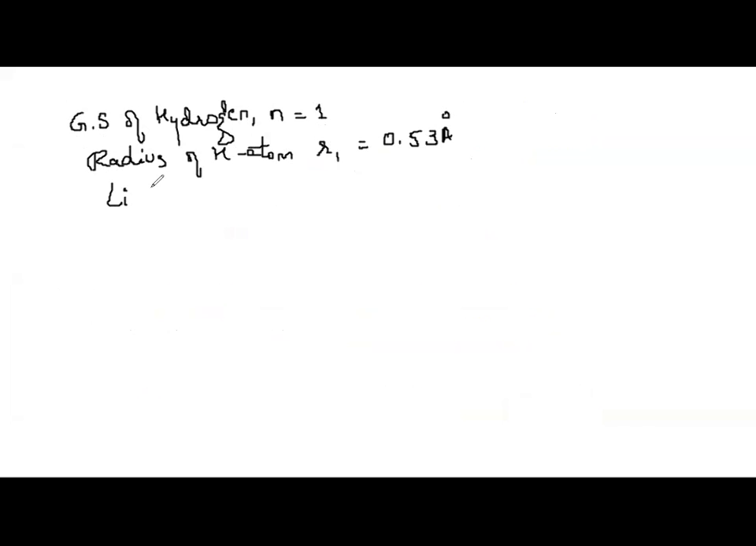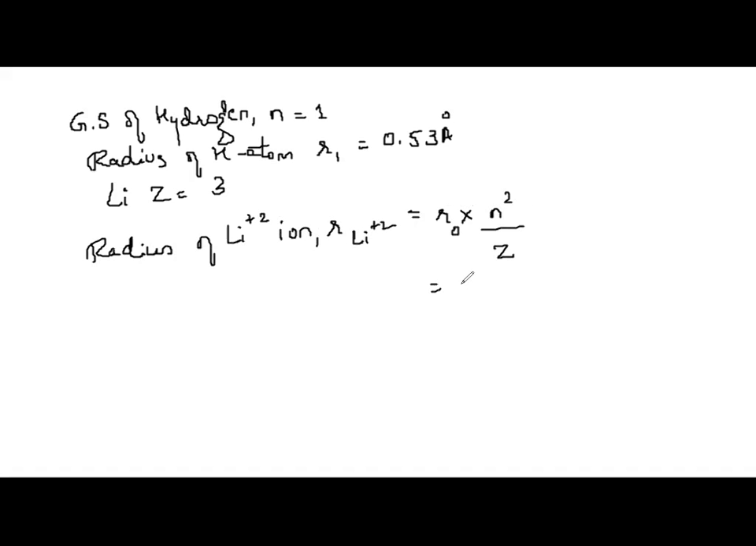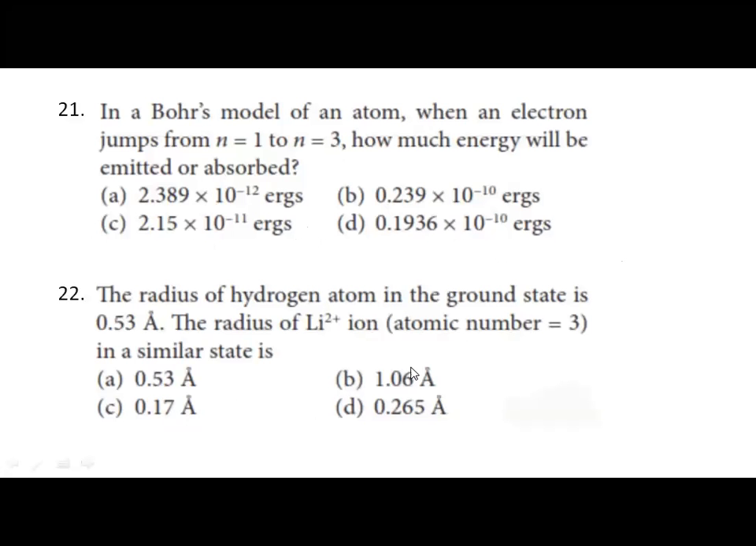What is the atomic number of lithium? Lithium atomic number is 3. Now they have asked the radius of lithium plus 2 ion in the same state. So the formula will be what? The formula is R naught into n square by Z. So R naught, this is Bohr's radius, 0.53 into n is 1 square, divided by Z, which is 3. So 0.53 divided by 3 comes out to what? 3 fives are 15, 3 ones are 3, 2 remains, 3 sevens are 21. So it comes out to 0.17 angstrom. Let us see. Yes, it is option C.